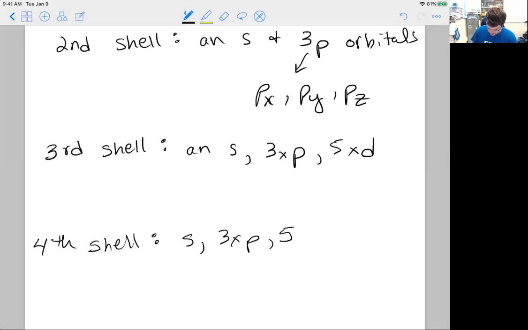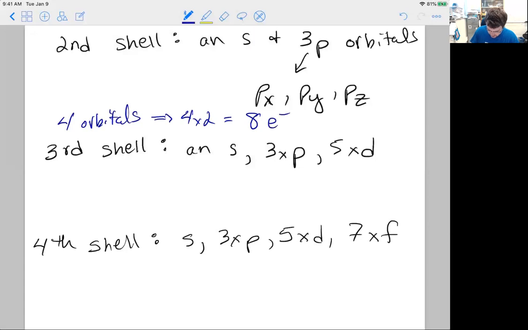Similarly to the third shell, 5 times D and 7 times F. Okay, so let's figure out how many electrons we can hold in total in each of these shells. If we look, we've got 4 orbitals total in the second shell, in 2s and 2p. That's 4 orbitals total, where 4 times 2 equals 8 electrons total that can be held in the second shell.